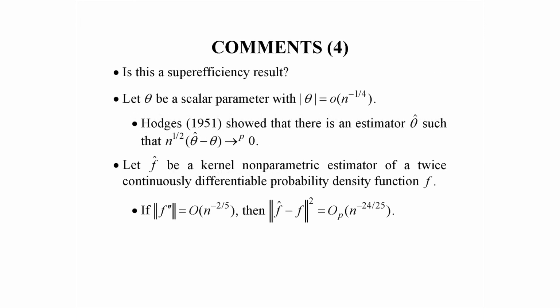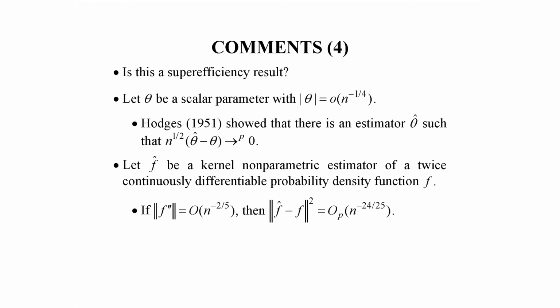Then the third thing: is this really a super efficiency result? Suppose we just want to estimate a scalar parameter theta, and this theta is within n to the minus fourth of 0. Then there is this famous result of Hodges from 1951 that was never published because he thought it was too simple, but Lucien Le Cam built his whole career on it. You can make an estimator of theta that converges to 0 more rapidly than the maximum likelihood estimator, which converges at the rate n to the minus a half. So you get this super efficiency result.